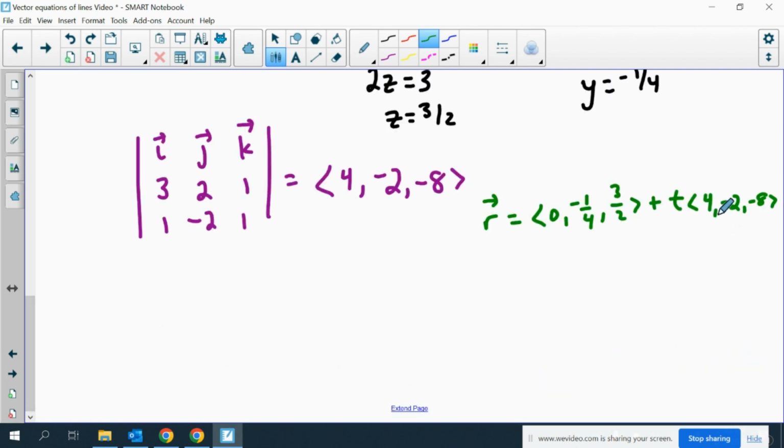Also notice that 4, negative 2, negative 8, all of those are multiples of 2, so it's actually pretty easy to get a different answer by dividing all of these by 2 if you wanted.